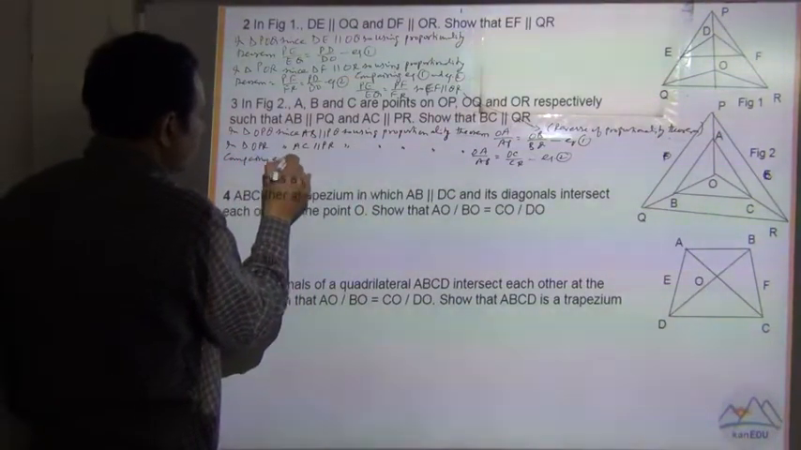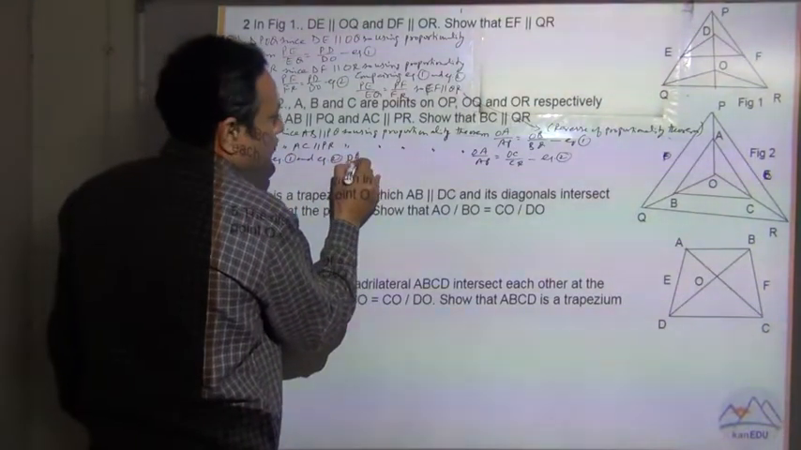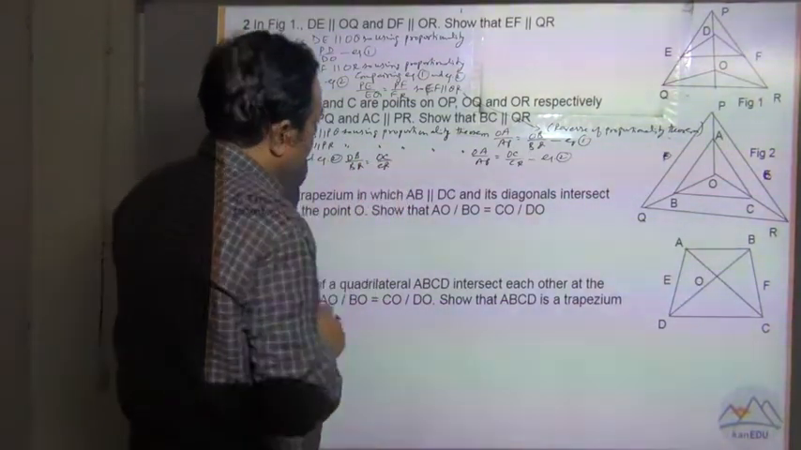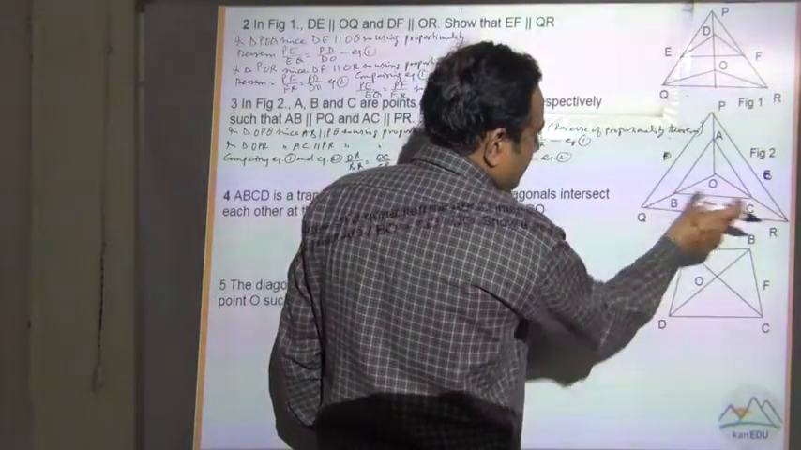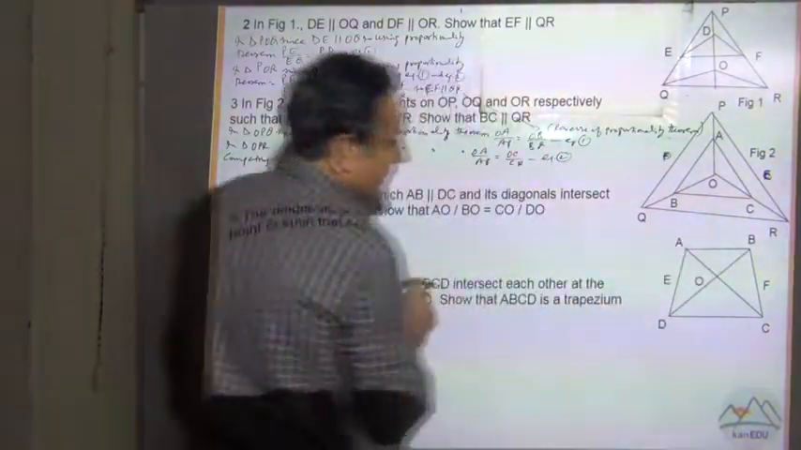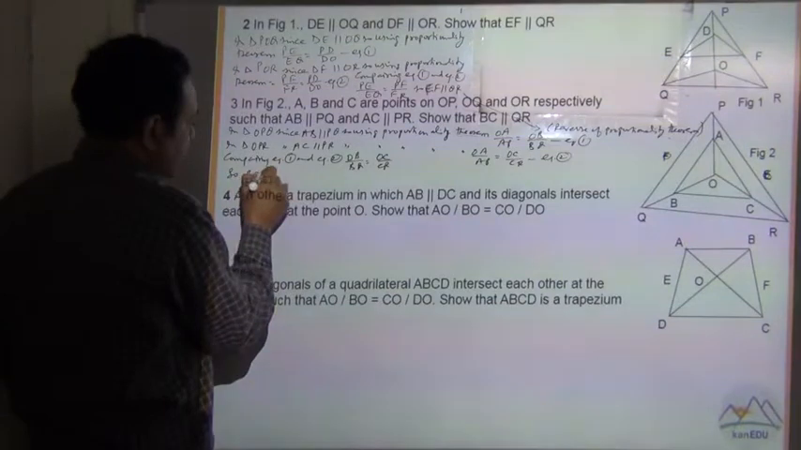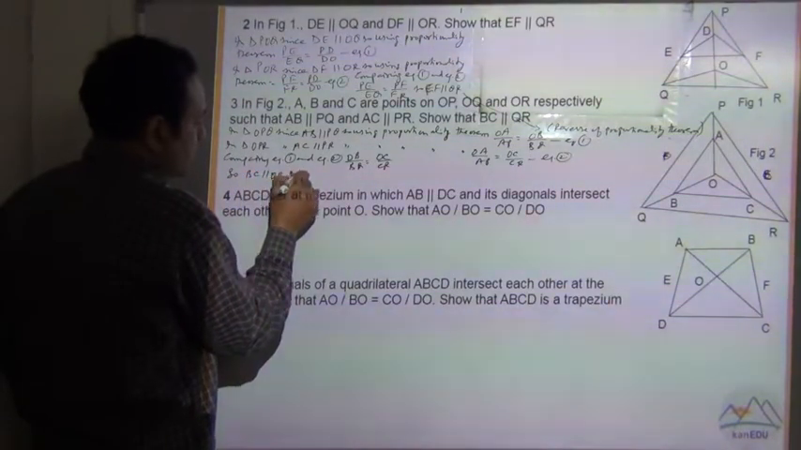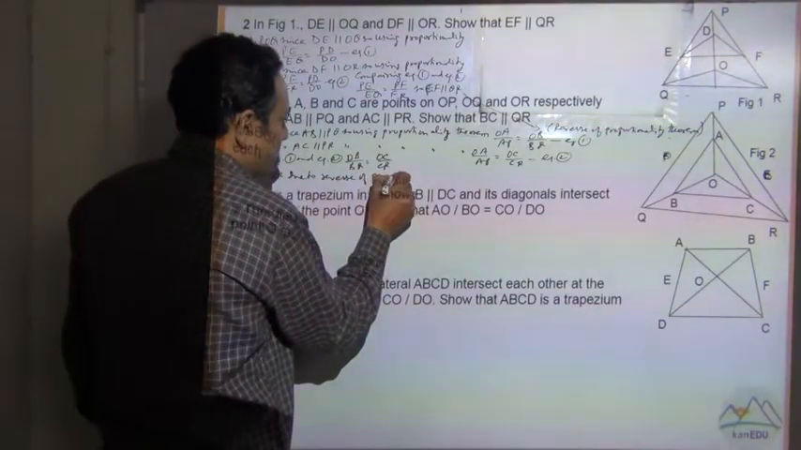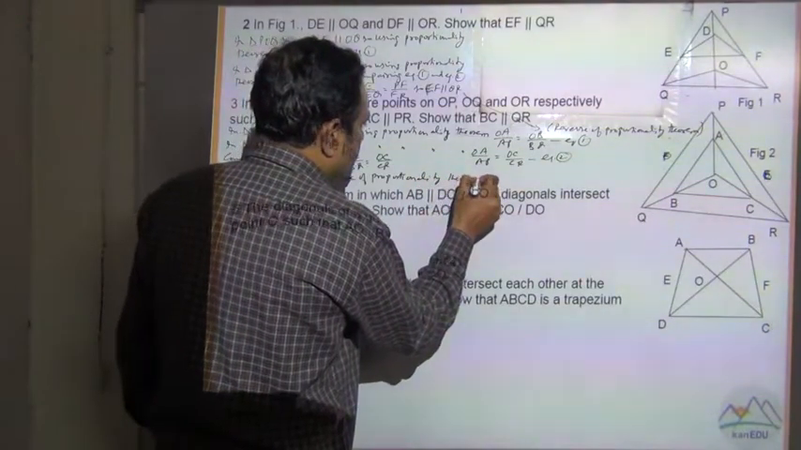So comparing equation 1 and equation 2, OB upon BQ is equal to OC upon CR. So by the reverse of the proportionality theorem, BC is parallel to QR.